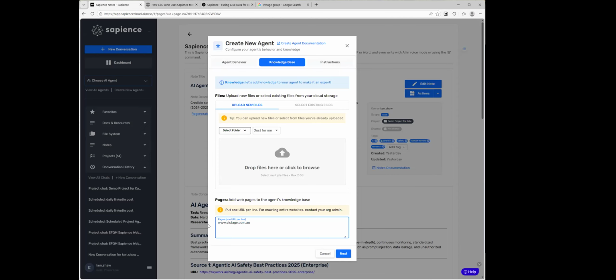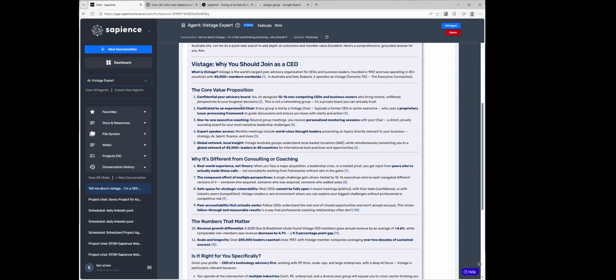So, why should I join Vistage? Okay, 45,000 members worldwide, cool. Where to get that data from? Rightio. In Australia, New Zealand operates as Vistage, formerly the Executive Connection. Okay, didn't know what that stood for. Confidential peer advisory. You sit alongside 12 to 16 non-competing CEOs and business owners. All right, this is actually pretty on point, showing me exactly where it got its information from. I like that.